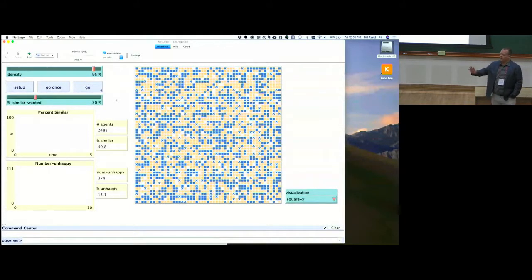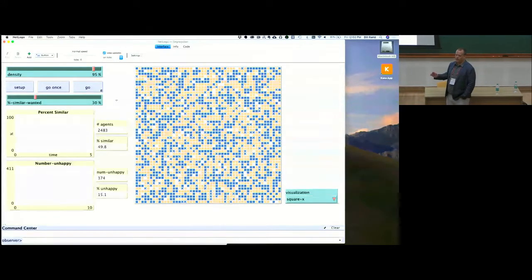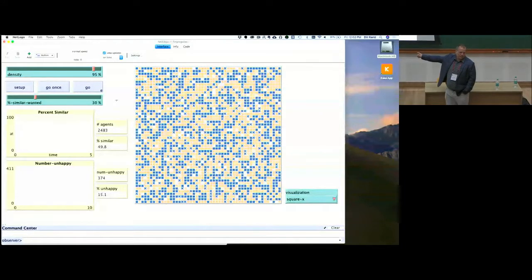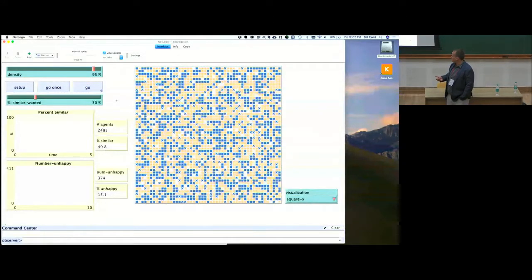That means that on average, for any individual, 50% of their friends are similar to them. Now, let's be clear. If everyone had exactly 50% of their friends like them, everyone would be happy. But that's not the case. You see a bunch of X's up there, because they're randomly distributed. In fact, 15.1% of them are unhappy.